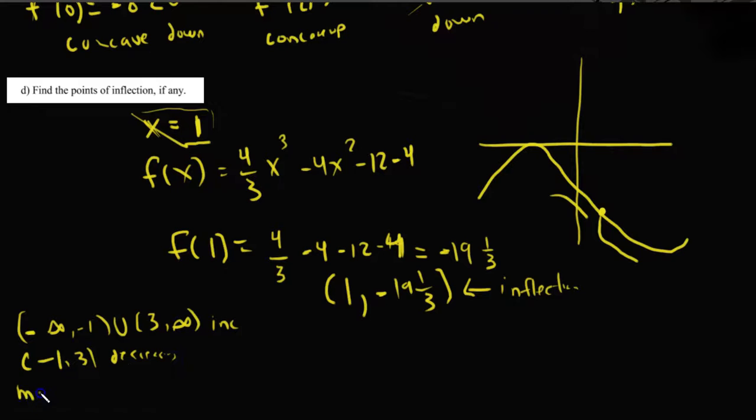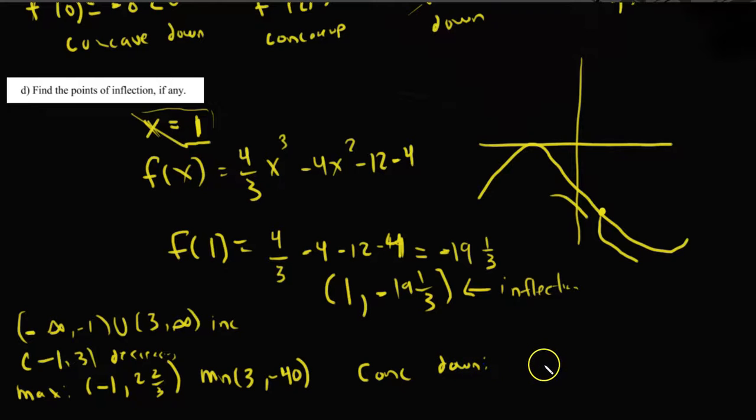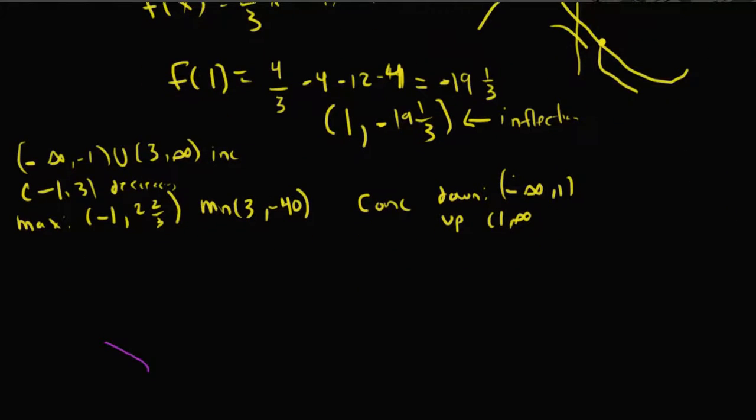Max point was negative 1 comma 2 and 2/3, and min 3 comma negative 40. Concave down on the interval negative infinity to 1, and up 1 to infinity. So now we got all this information, we can actually graph the problem.